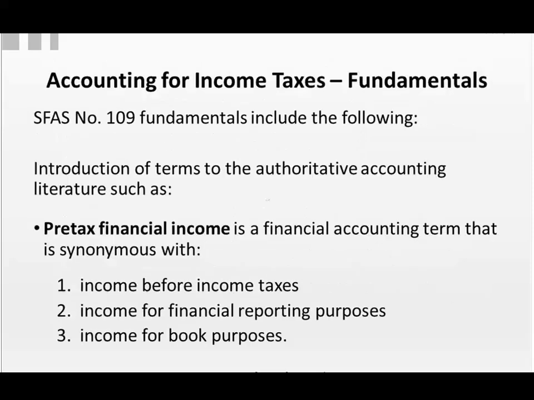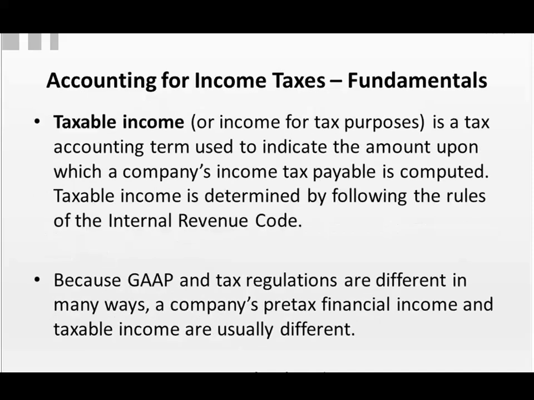Stay with me here. 109 introduced some fundamentals into the literature. Pre-tax financial income became a term that we use, and that was really synonymous with income before taxes, or income for financial reporting purposes, or income for book purposes, or just reported net income. That was a new term that was introduced by FASB 109. All right, and taxable income was the term that we introduced in 109, and that really is the tax accounting term used to indicate the amount by which the company's income tax payable is computed. So it would be the effective tax rate times the taxable income to come up with the tax liability.